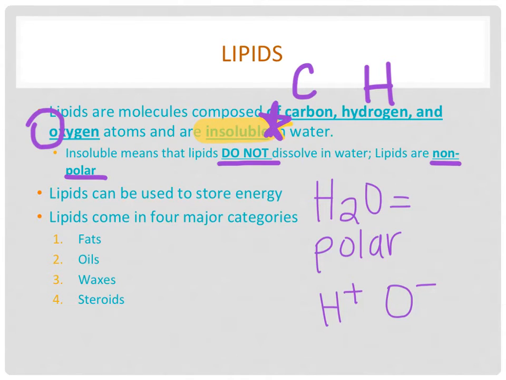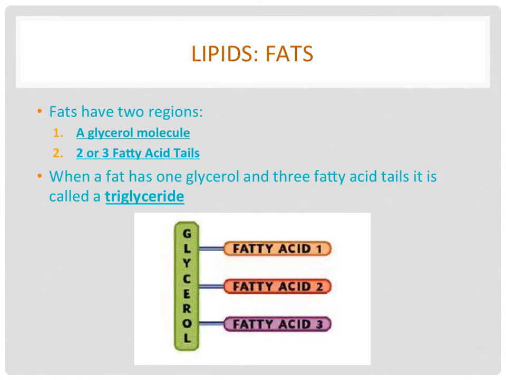The next bullet point says lipids can be used to store energy. And our third bullet point says lipids come in 4 major categories. We have fats, oils, waxes, and steroids. So, the first group that we're going to look at are the fats. Fats have 2 regions. The first region is called a glycerol molecule. So that's the first thing we're going to write down. And then the second part is 2 or 3 fatty acid tails.